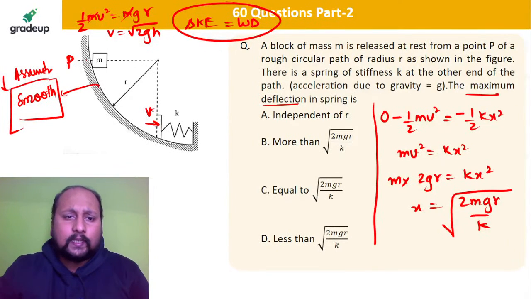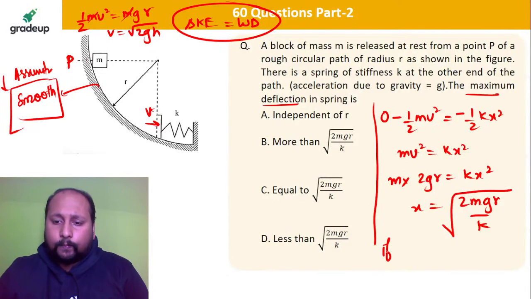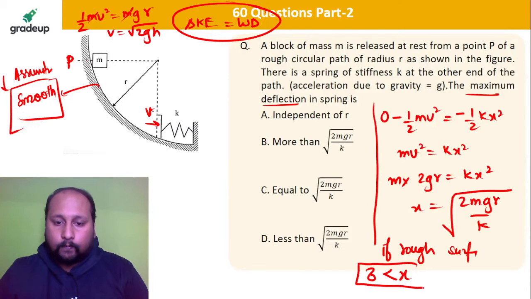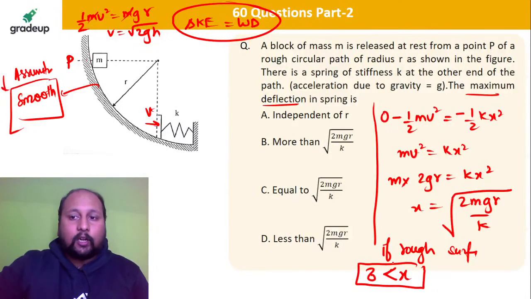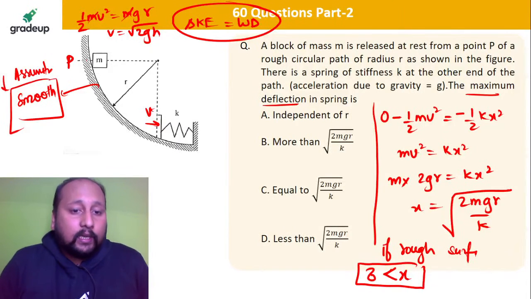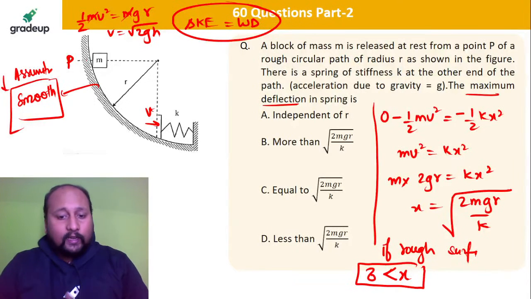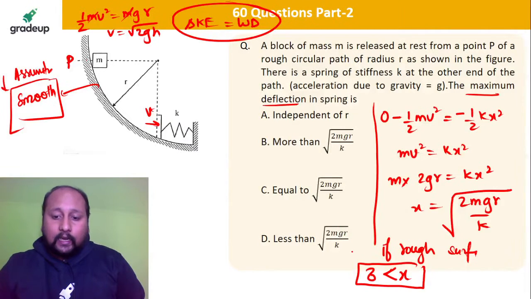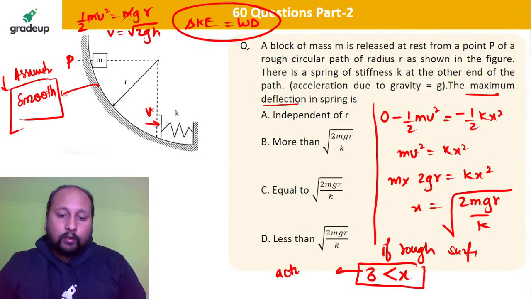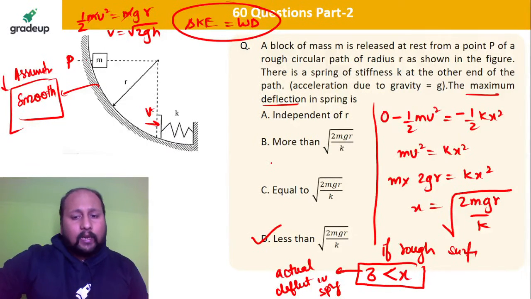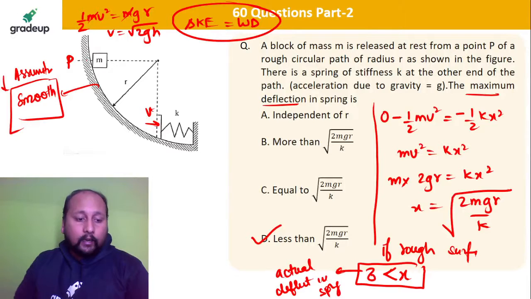But let us suppose there is a rough surface. Definitely if you have a rough surface, then the deflection will be less than that of x. And here they are not mentioning whether it is a smooth surface or a rough surface. So by default you have to assume this is a rough surface. So definitely this delta is nothing but the actual deflection in the spring. Okay, so your answer will be option D, that will be less than that of under root of 2mgr.